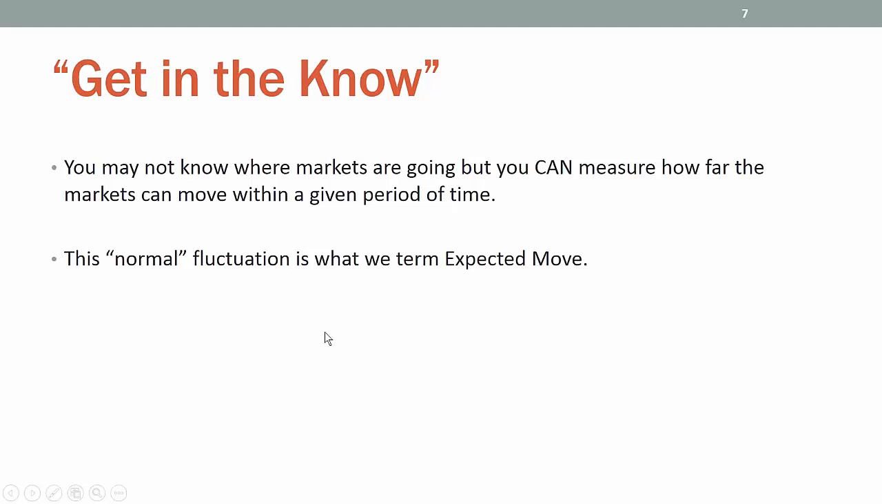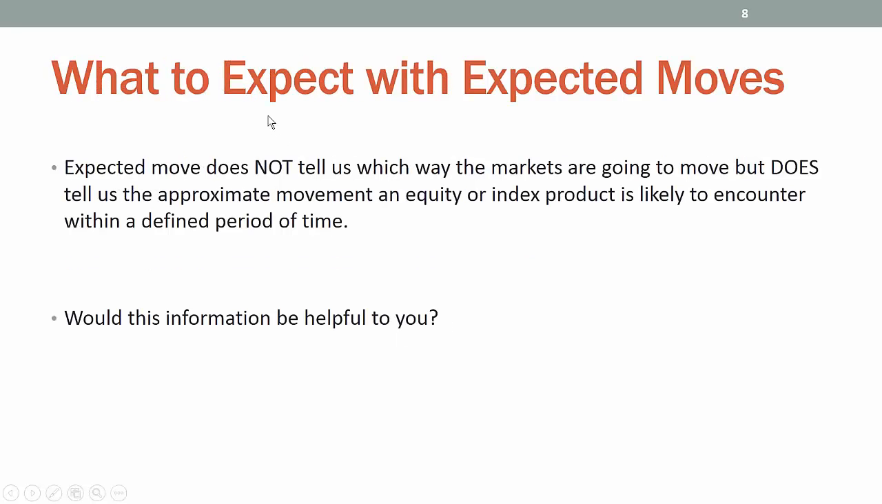You may not know where the markets are going, but you can measure how far markets can move within a given period of time. This quote-unquote normal fluctuation is what we term expected move. Okay? So I start with that over there. This normal fluctuation is what we call expected move. Now, I'm going to explain expected move in quite some detail. What to expect with expected moves.